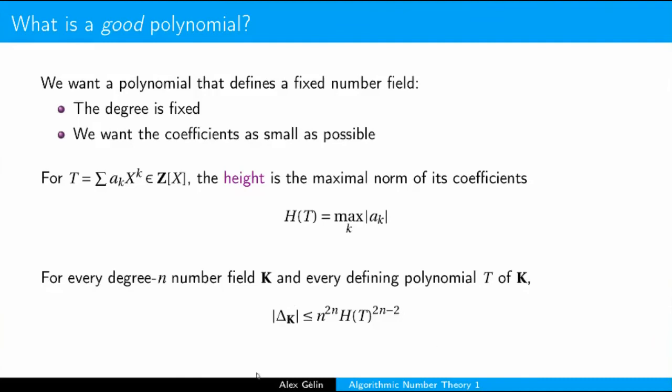And yes, I recall this formula. This is an inequality about the height of the defining polynomial. We have a lower bound, and we do not know if this lower bound is tight or not. There is no result for the moment, at least, saying that yes, I can always find a polynomial such that this inequality is as close as possible to an equality.